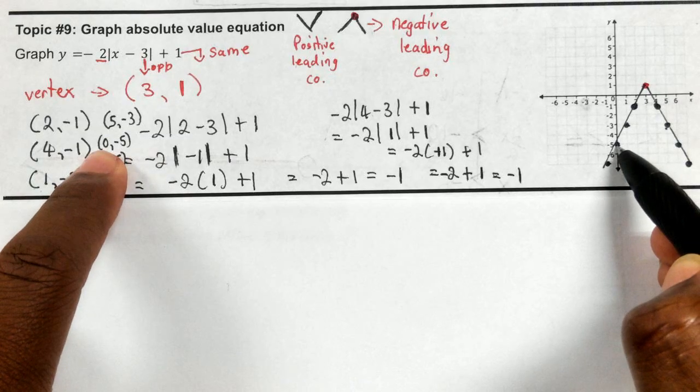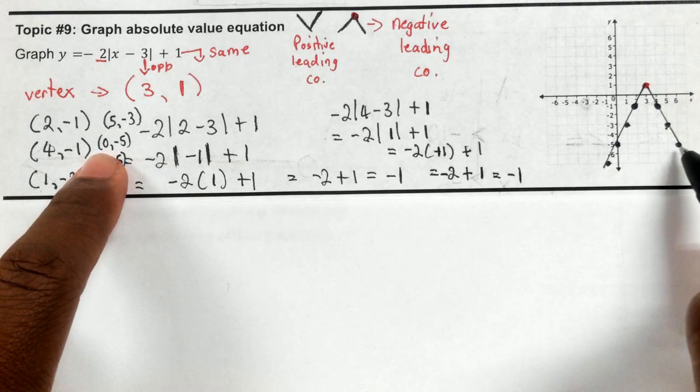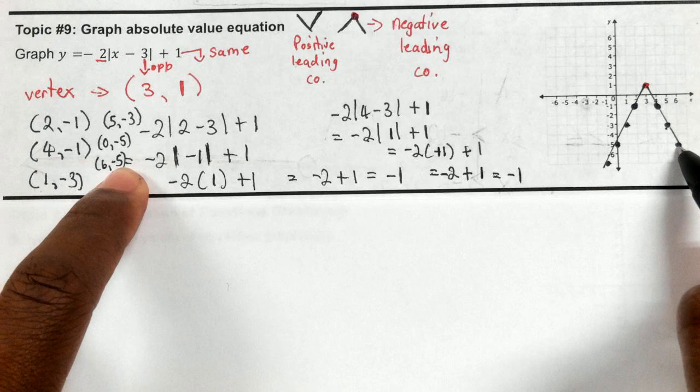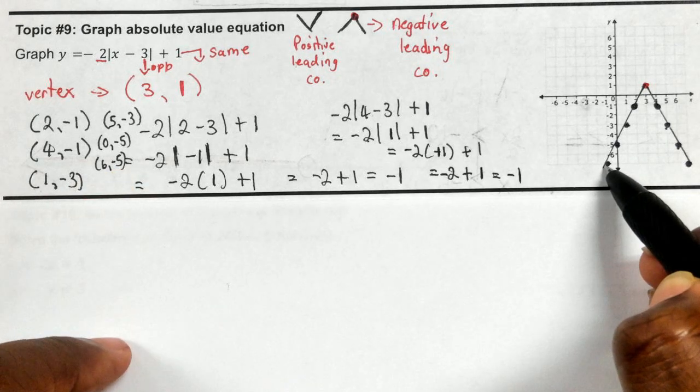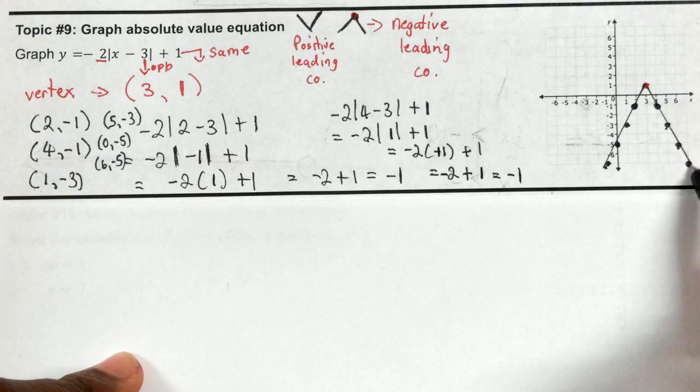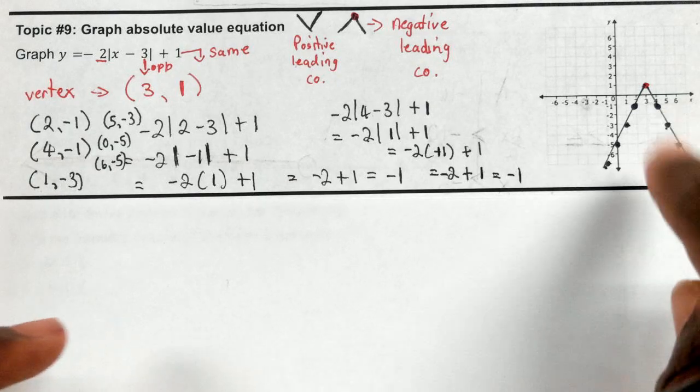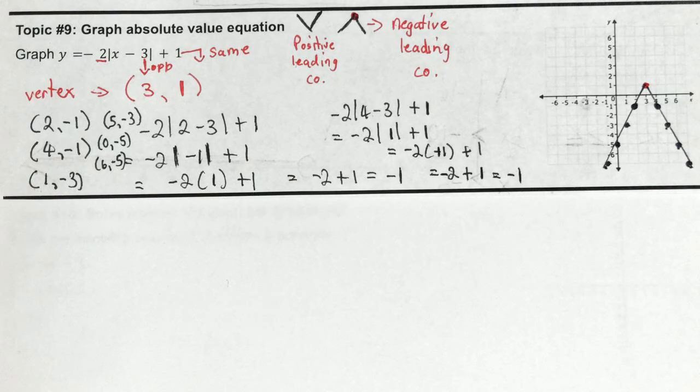When I plugged in 0, I got negative 5. When I plugged in 6, I got negative 5. And when I plugged in negative 1, I got negative 7. When I plugged in positive 7, I got negative 7. All right. So this is what my function will look like after you plug it into your calculator. So again, guys, just like that.